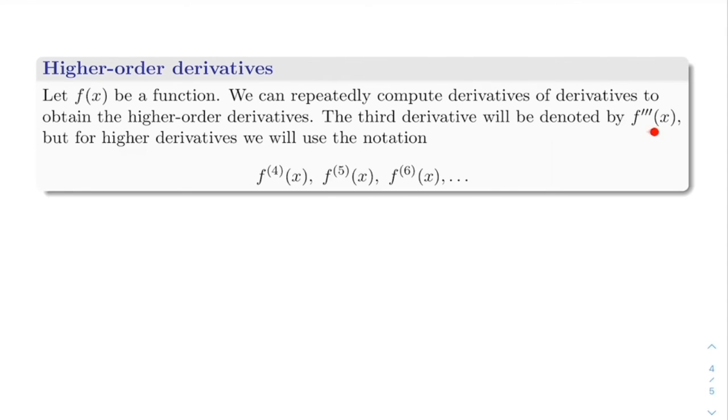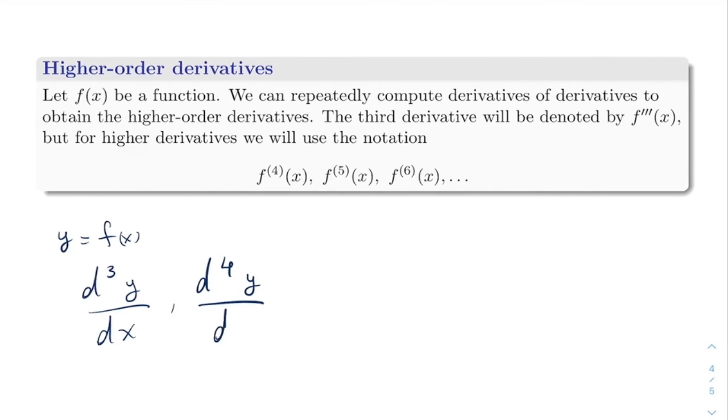So the third derivative will be denoted as f triple prime, but after 4 times this notation will become a bit messy, so we will use this new notation where the 4, 5 and 6 are between parentheses. If we're using the notation y equals f of x, then the higher order derivatives will be written as follows. So this will be the third order derivative. The fourth derivative will be like this. And so on.